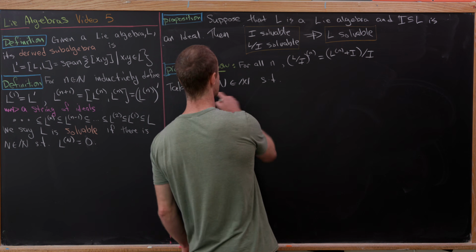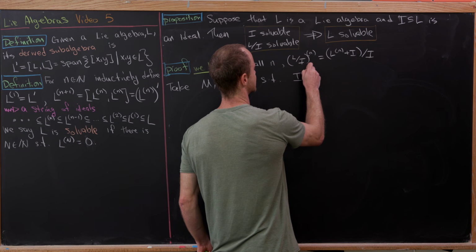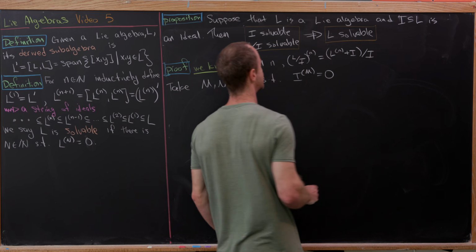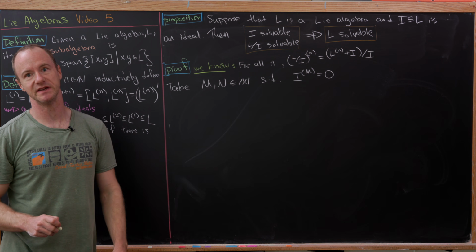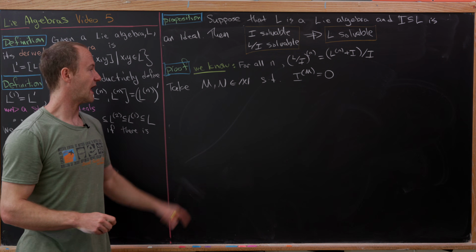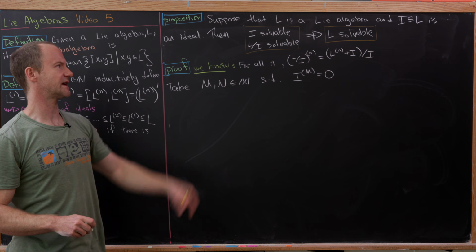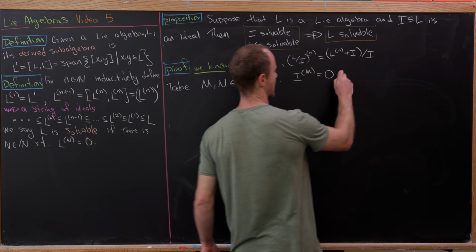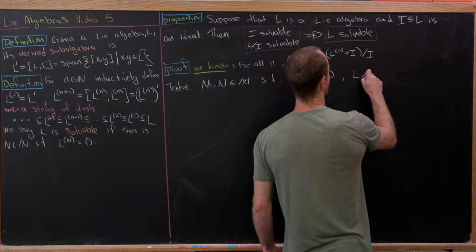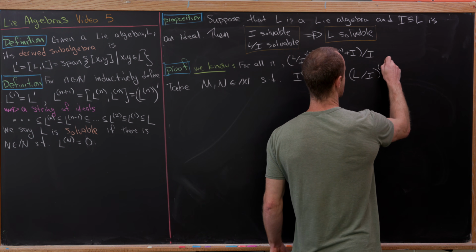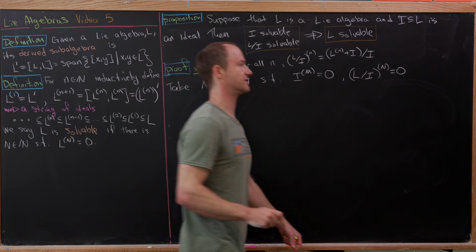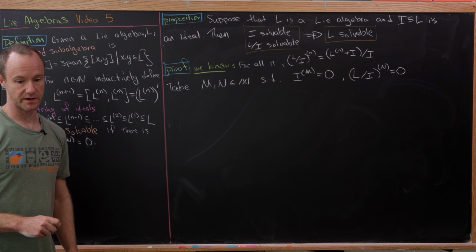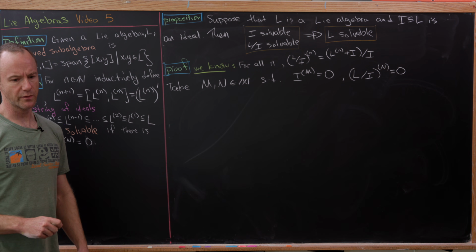So this M is going to be associated to the solvability of I. In other words, that means I^M is equal to 0. And then the N will be connected to the solvability of L/I. So that means we have (L/I)^N is equal to 0. Okay, good. So now where do we want to go from there?